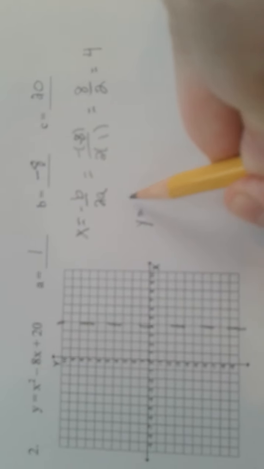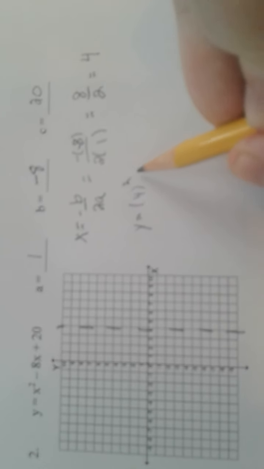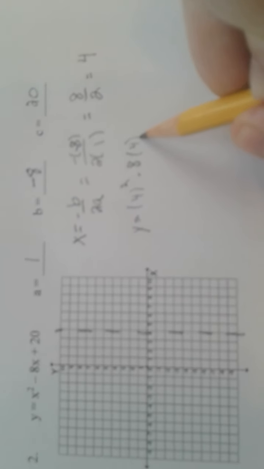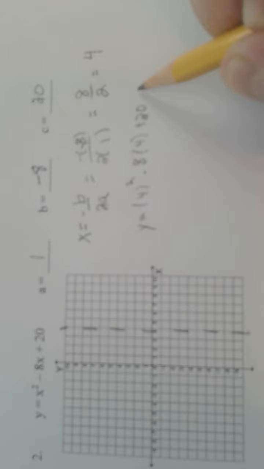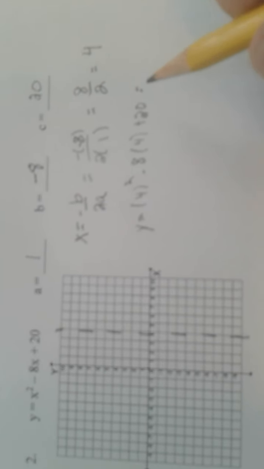So now I need to plug that in. So y would equal 4 squared minus 8 times 4 plus 20. Once again, you could type that straight into your calculator like I showed you with the example above, and you will get 4. So that means that my vertex is at (4, 4). So I'm going to come over to my graph, 4, 1, 2, 3, 4. I've got my vertex. There's my vertex.